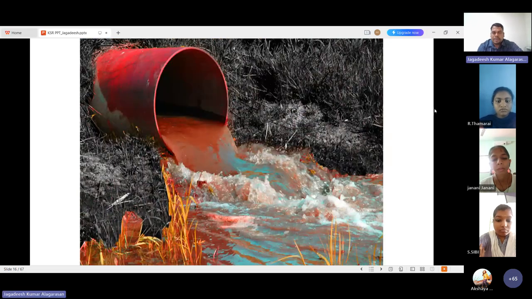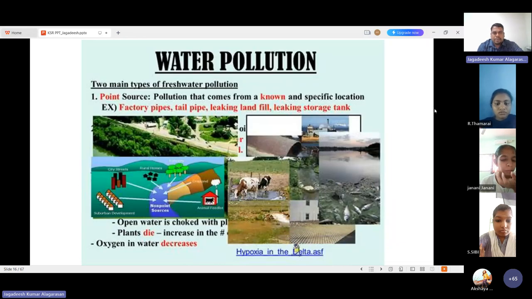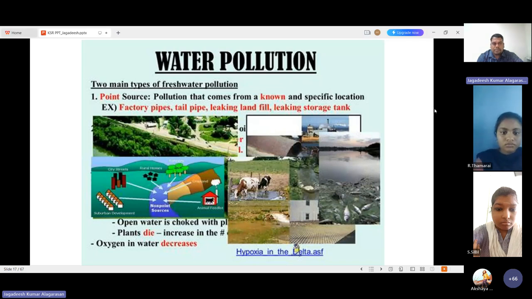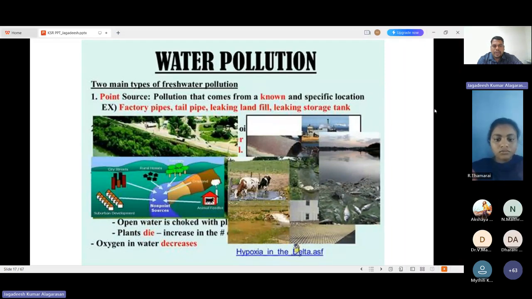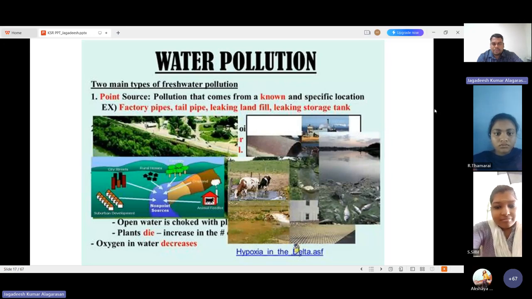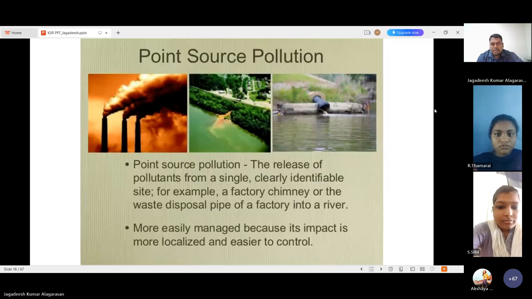See, this is the research on water from the dyeing industries. There are two types of water pollution: one is point source pollution, and the other is non-point source pollution. For point source pollution, the government allows release in a particular area. This is pollution that comes from a known and specific location, for example factory pipes, tailpipes, leaking landfill, and storage tanks. In this case we know the particular position where the water is released.